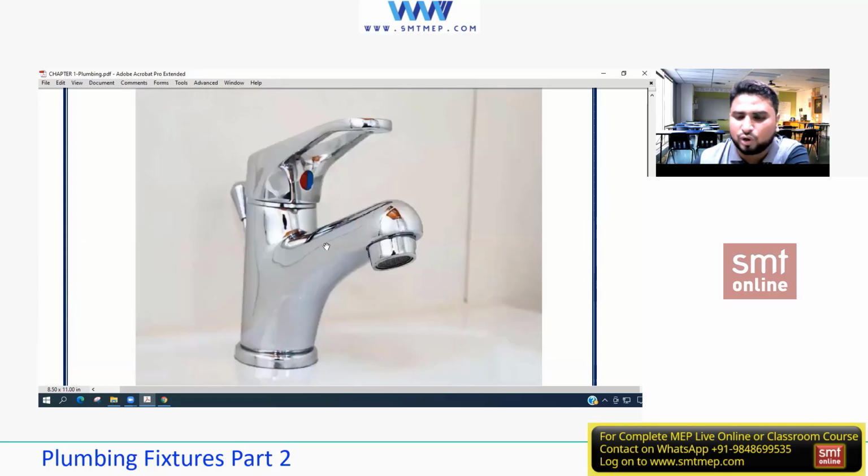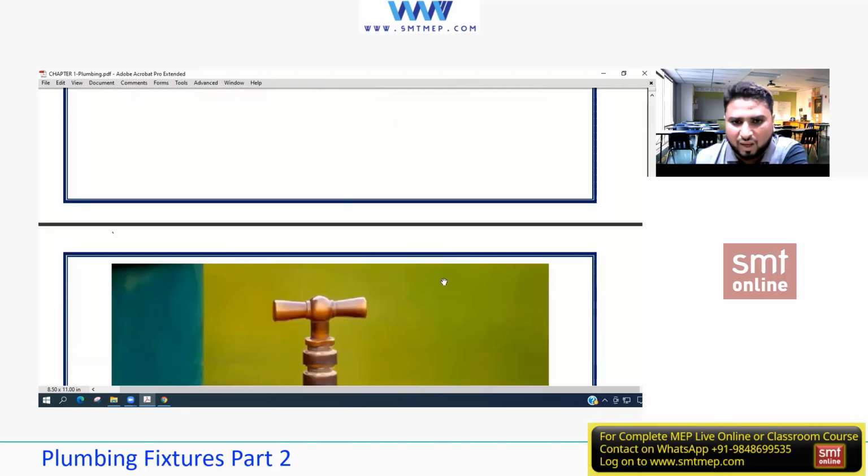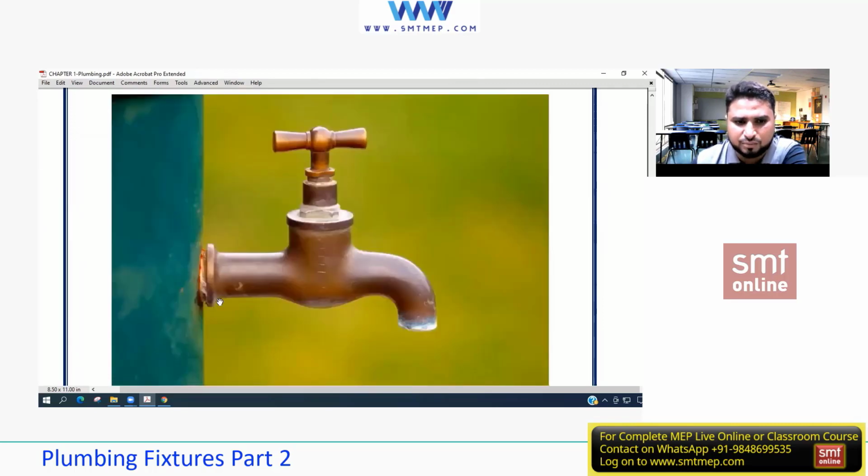This is an angle valve, or else I can say this is a regulating valve. You can regulate as per your need or as per your demand. It's designed in that way. That's why it's called an angle valve. And this is again a tap, what we have seen in our childhood days, the same kind of thing.